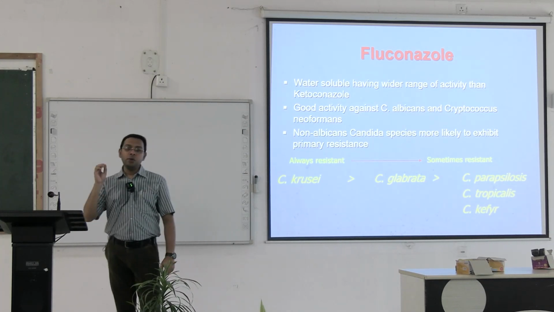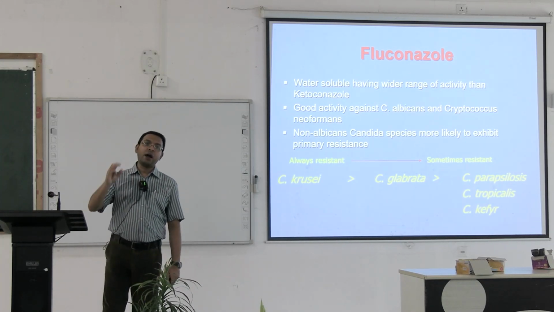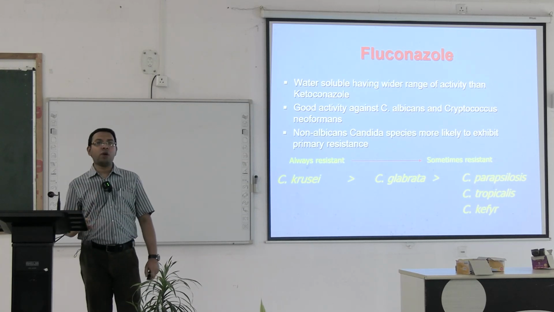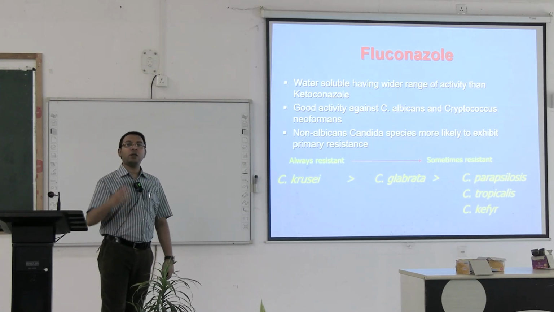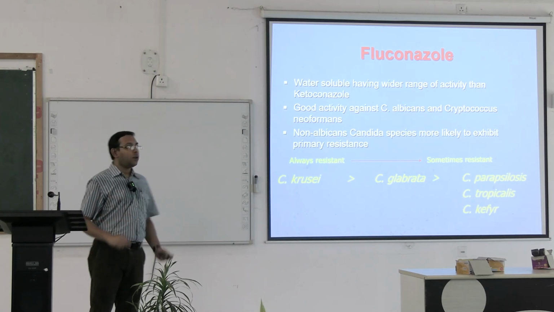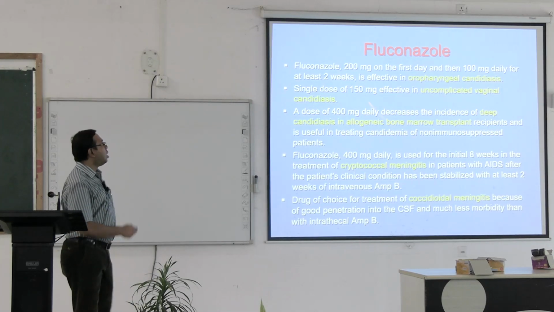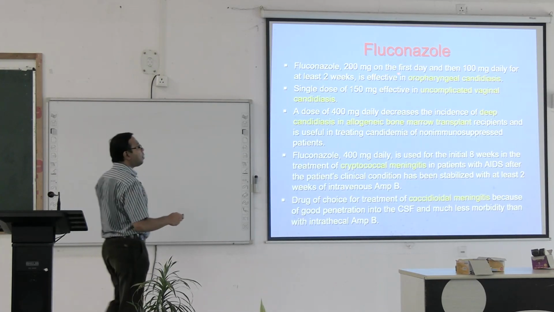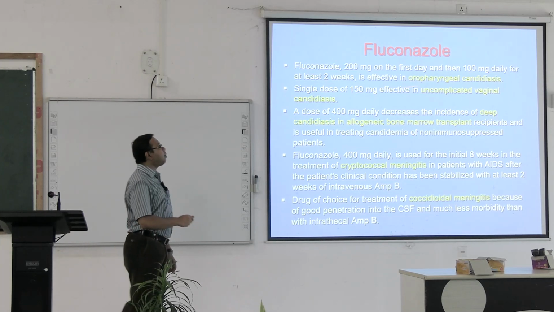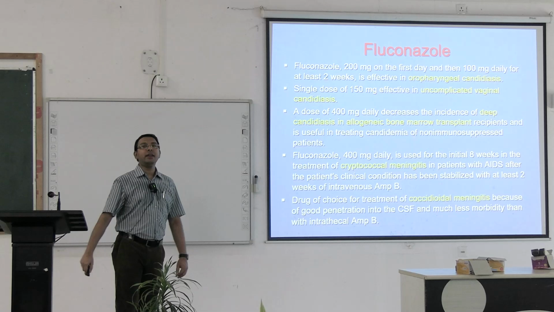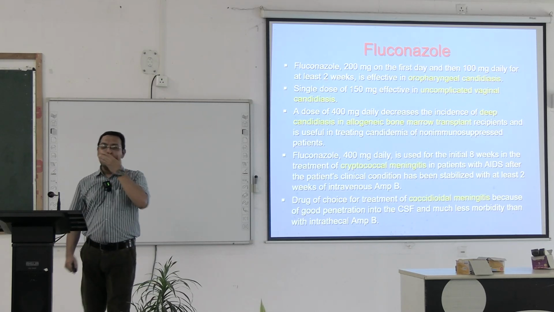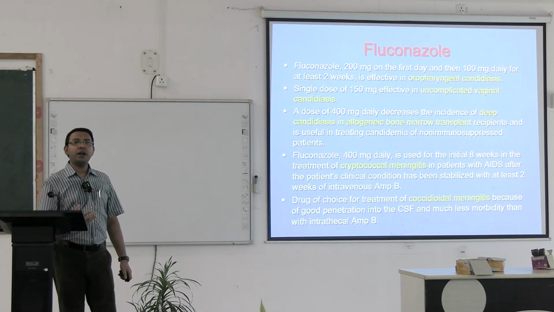Primary means the fungus is already resistant to fluconazole from the first, and secondary means if the patient continues using fluconazole, the patient becomes resistant to it. All this can happen. Fluconazole at a dose of 200 mg on the first day and then 100 mg daily for at least 2 weeks is effective in oropharyngeal candidiasis. Oropharyngeal candidiasis is quite common if hygiene is not maintained.